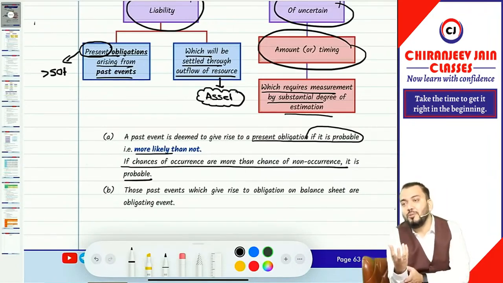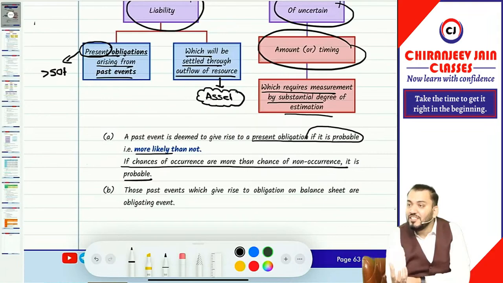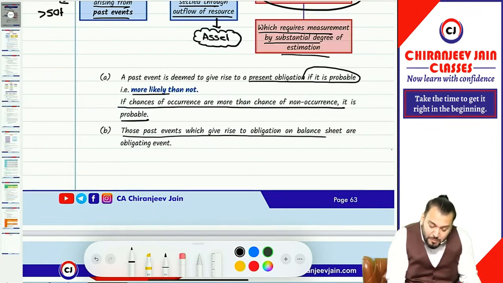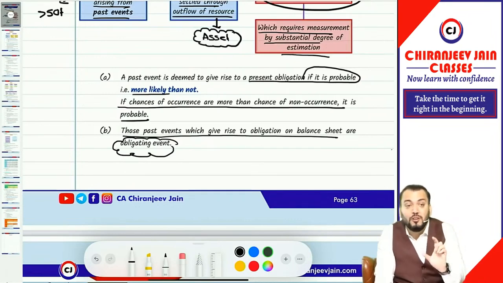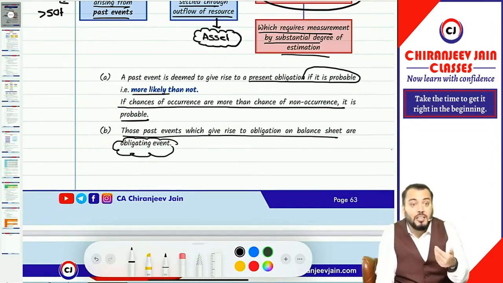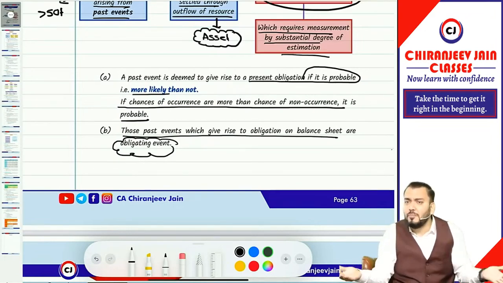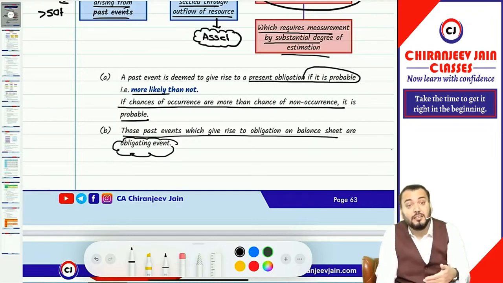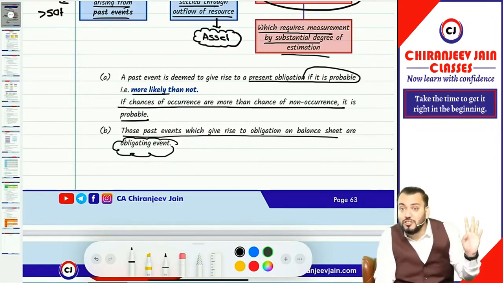In this chapter, that event will be known as what? Obligating event. Those past events which give rise to an obligation on the balance sheet date are known as obligating events. So in this chapter you need to first find out whether there is any obligating event. Any obligation which does not exist on the balance sheet date, we are not discussing. If that obligation becomes a present obligation, then we should think about provision. If it is not a present obligation, then we will not think about provision.